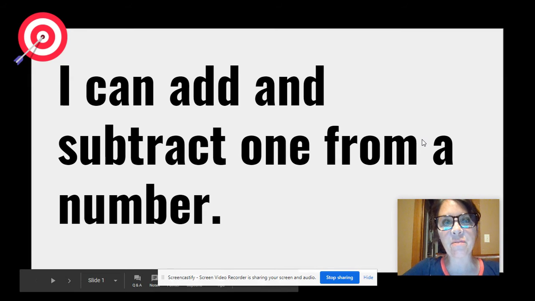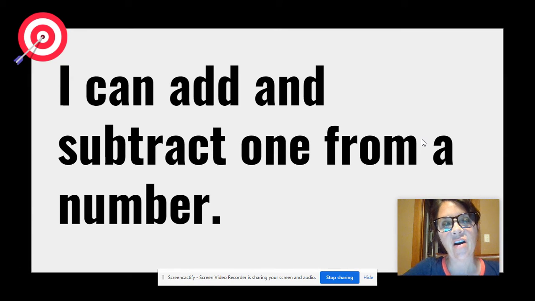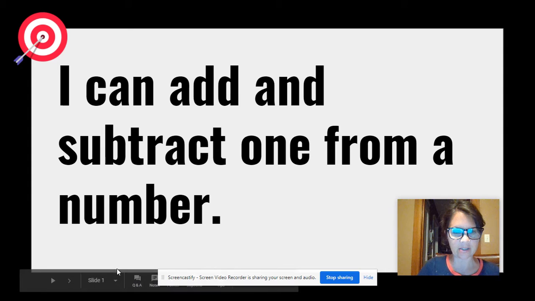Hey, let's get started with our math lesson today. All lessons begin with a learning target. Learning targets tell us what we're aiming for, or what we're trying to become better at doing or learn how to do. So our learning target today is right here.